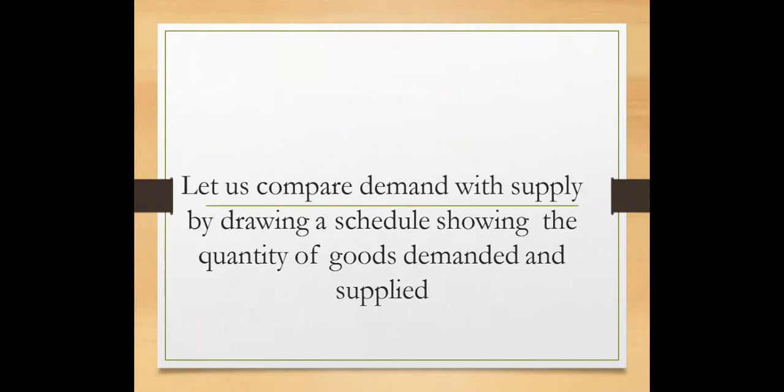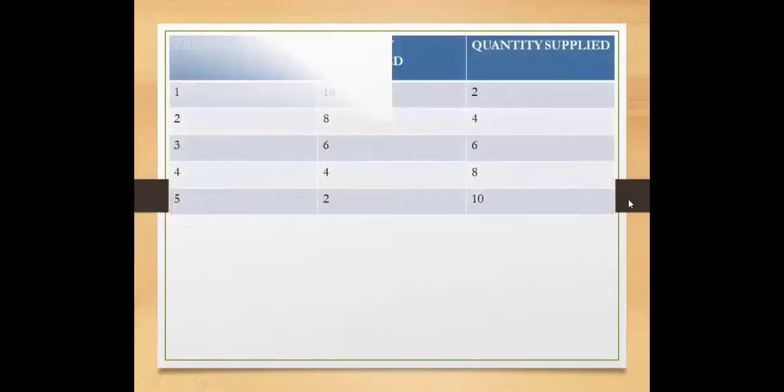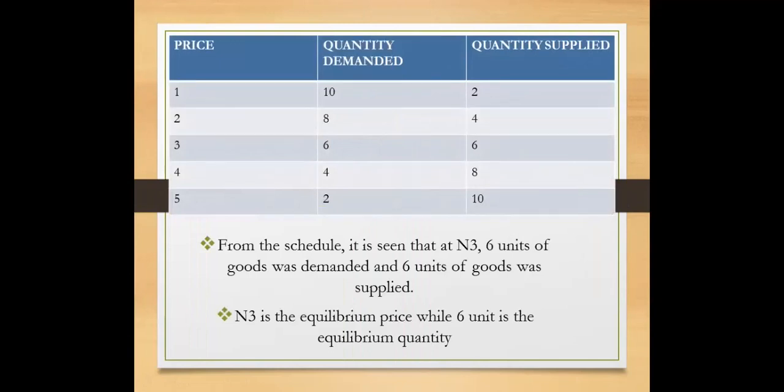Now, to buttress these points clearly, we're going to compare demand with supply by drawing a schedule. A schedule is a table, okay? So this schedule or table shows the quantity of goods demanded and supplied. Now, what do we see from this schedule or table? We see the price of a particular commodity, we see the quantity demanded at different prices, and then the quantity supplied at different prices.